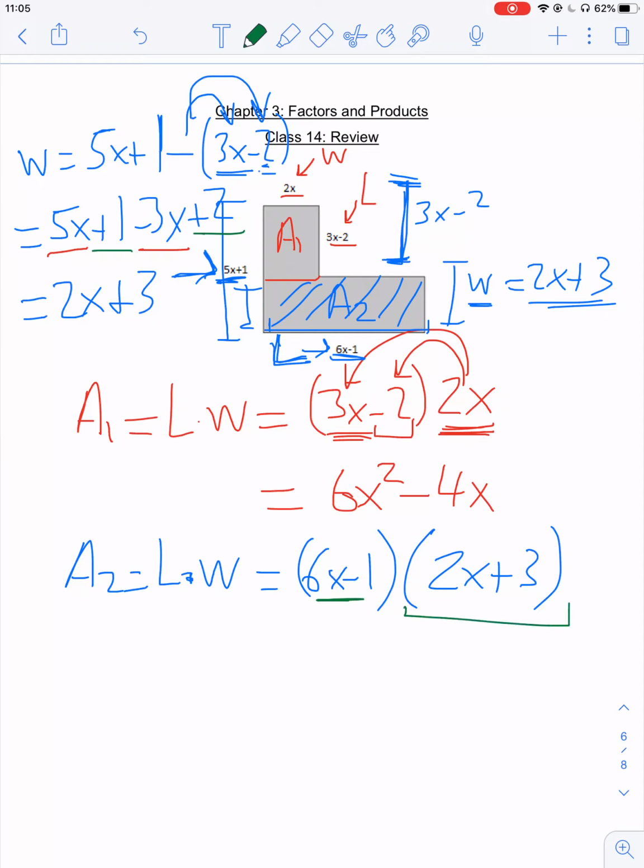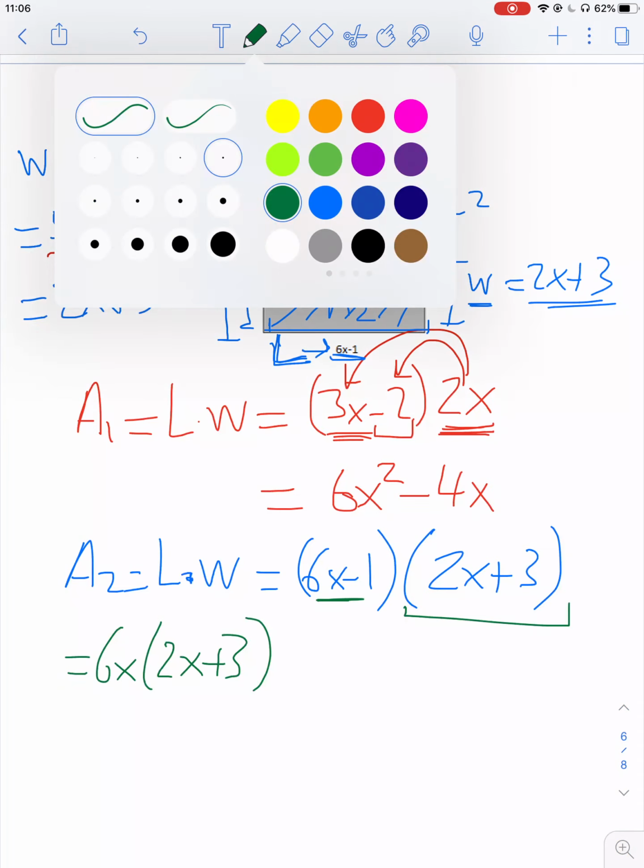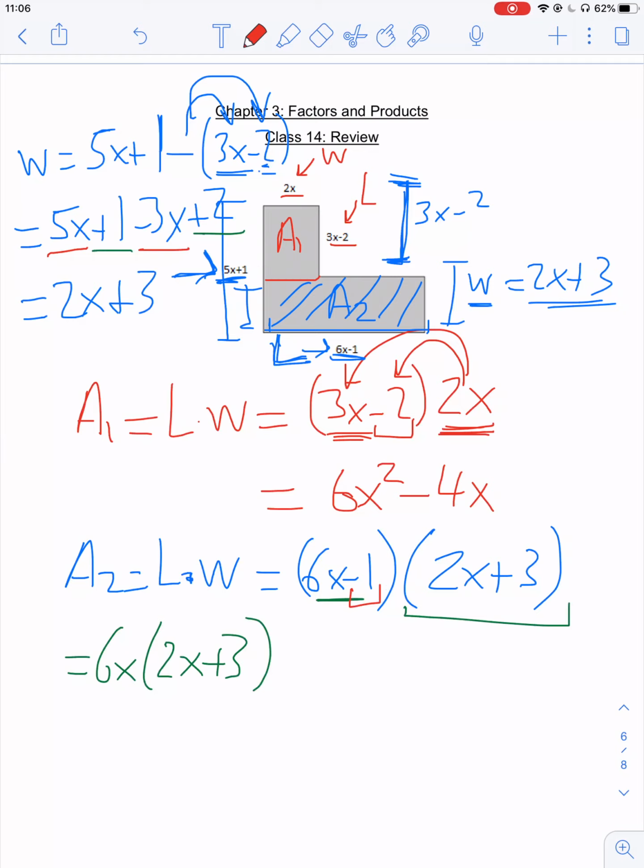So this means that I have to multiply 6x by 2x plus 3, and then you take the second term, so that's minus 1, so carry the sign with you, and then multiply that minus 1 by the whole thing on the right. So this just becomes minus 1 times 2x plus 3. And then you distribute, right? So distribute the 6x to each term on the inside and do the same thing with minus 1.